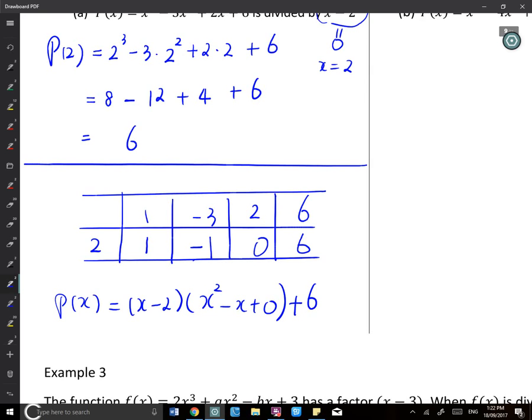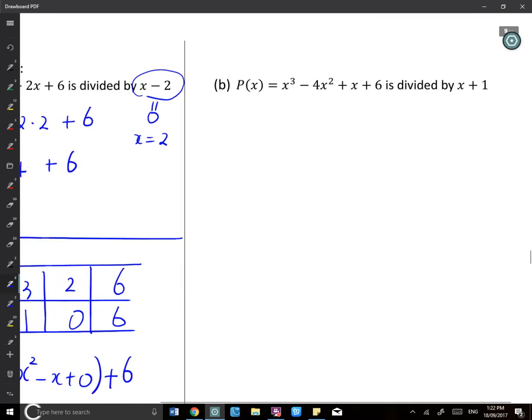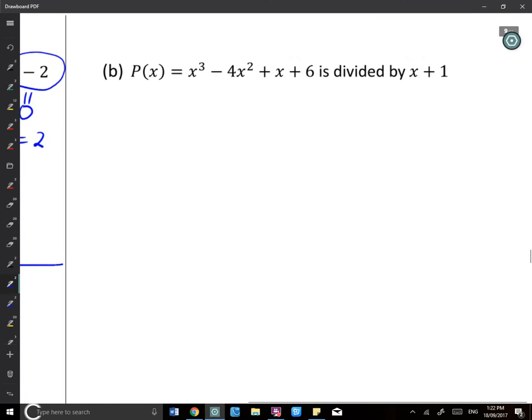Okay, you have both the Q(x) and the R. So that's why I said the box method is the best one. You can do everything by easy calculations and you get everything. Okay, the next one.